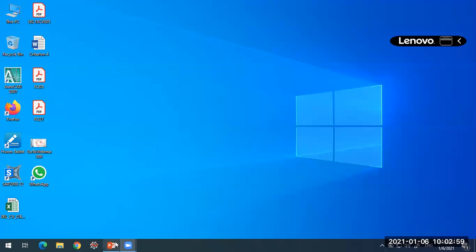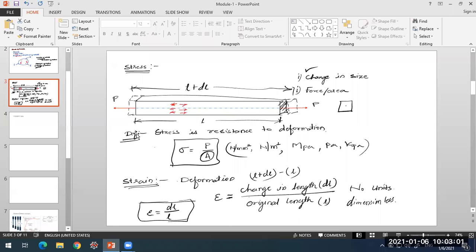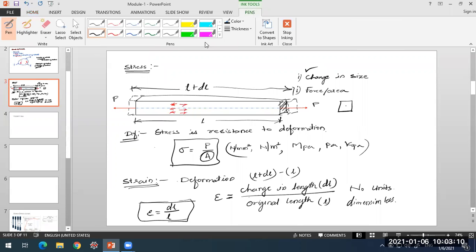So yesterday we started with stress and strain. We had gone through the concept of stress and strain, and we have seen what is stress and what is strain. By definition, stress is resistance to deformation. That is how we define stress. And strain is nothing but the measurement of deformation, the deformation we have in the member.